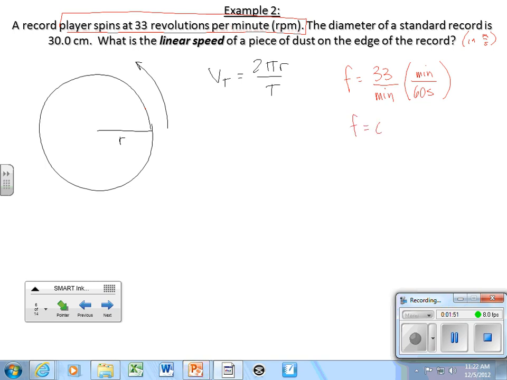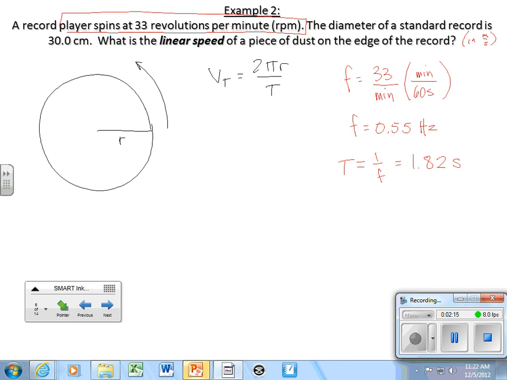0.55, our frequency, 0.55 hertz. From that, I can find the period by just doing 1 over the frequency. So I do the inverse of this, and I get 1.82 seconds.